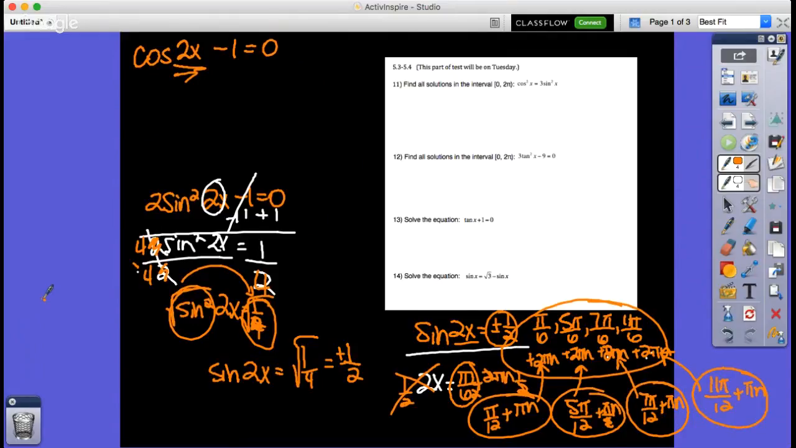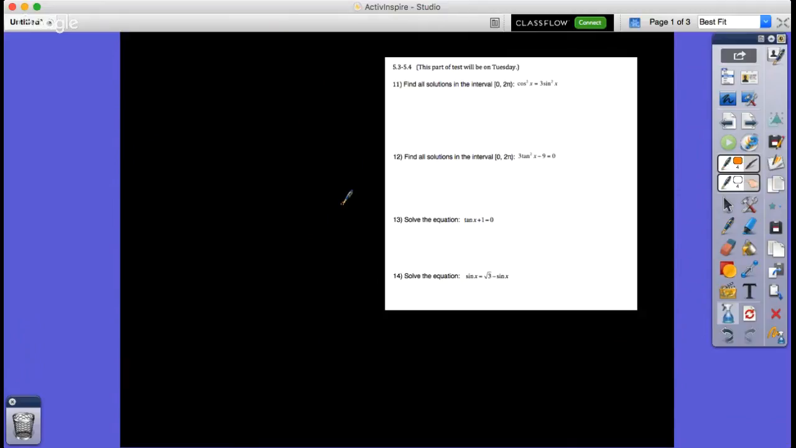Let's see here. Now let's go through a couple problems here, okay? See if we can do it here on this side. Cosine squared equals 3 sine squared. Okay, let's do this one.